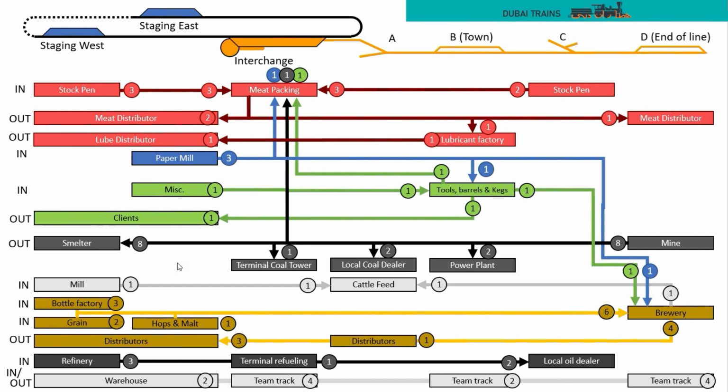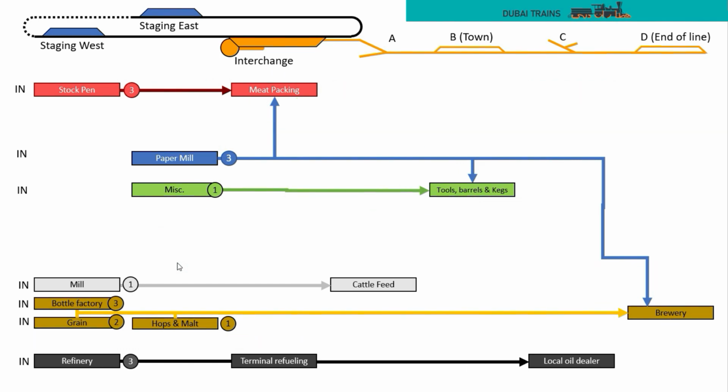All the information's here, but it needs to be condensed a bit. Let's just have a look as an example how I condensed it. Let's start with all the ingoing traffic. So I took everything out. I'm only looking at the ingoing traffic right now.